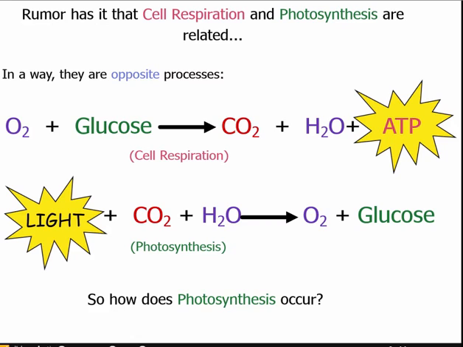So the reactants for photosynthesis, light is captured, carbon dioxide is drawn in from the atmosphere, and water is pulled up usually from the roots of plants. They combine in a chloroplast to make oxygen and glucose. And then anybody who has a mitochondria, which is basically all eukaryotic cells, they take that oxygen and glucose and make their ATP. So basically, they're the opposite processes.